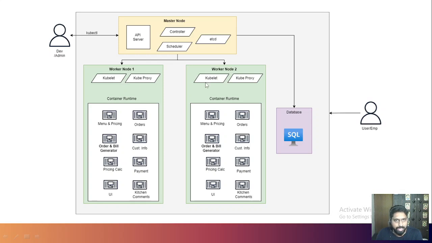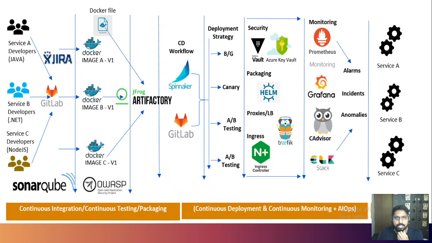Let's assume you don't have more resources. Let's say your resources are constrained and you can't procure another server, but worker nodes 1 and 2 have excess capacity, with 32 gigs of RAM each, and you're only using 10. In that case you will be running two sets of order, two sets of menu and pricing, in the same worker nodes. That's how Kubernetes works.